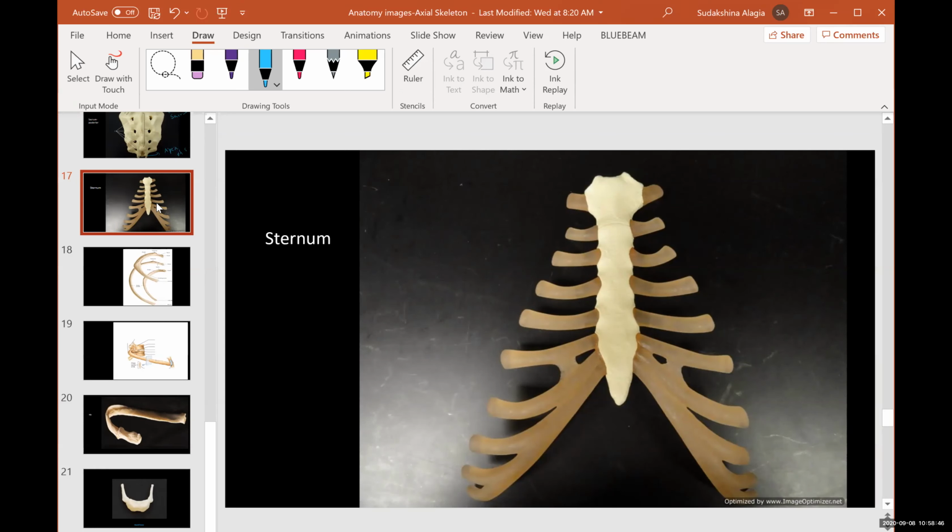Sternum is pretty self-explanatory. We have just manubrium, body and xiphoid process. So I'm going to quickly label this. Actually, it's not so much higher up. That's what this is, a fake one. That's what it shows. Actual xiphoid process is much thinner than that.